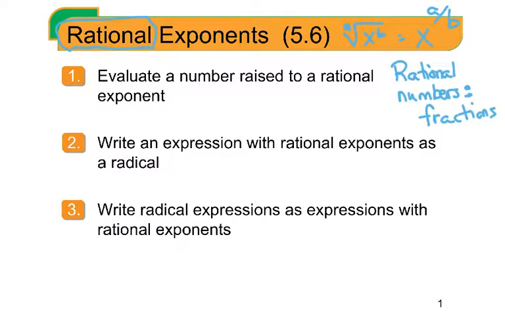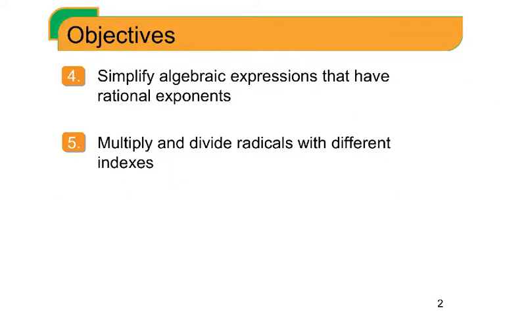So we're going to evaluate numbers raised to a rational exponent. We're going to go back and forth from the radical sign to the exponent sign form, exponential form, and vice versa. Then we need to simplify algebraic expressions. That's just using variables, and multiply and divide.